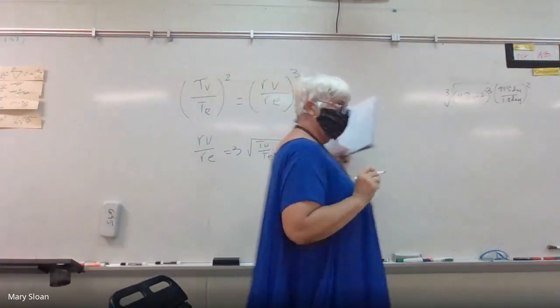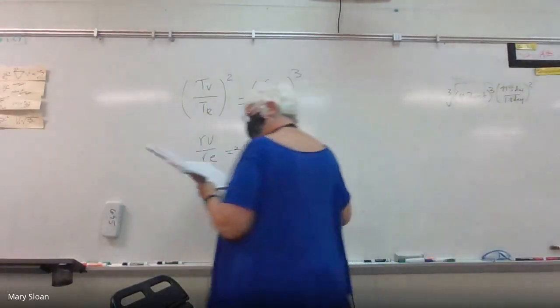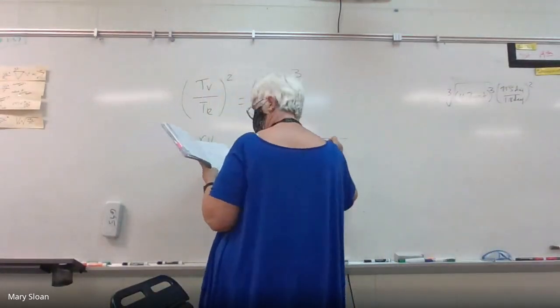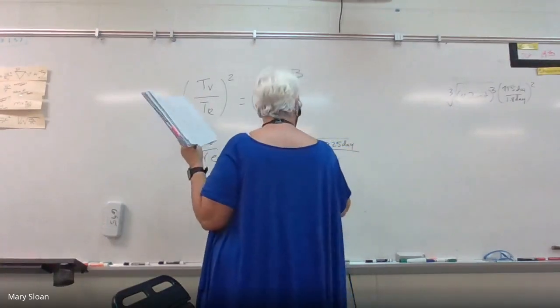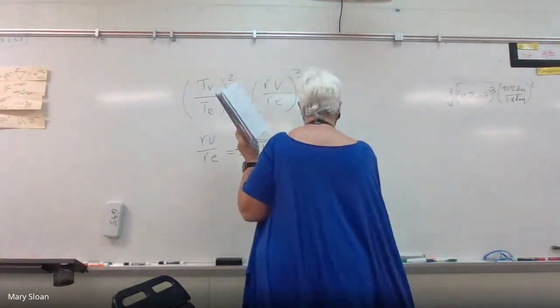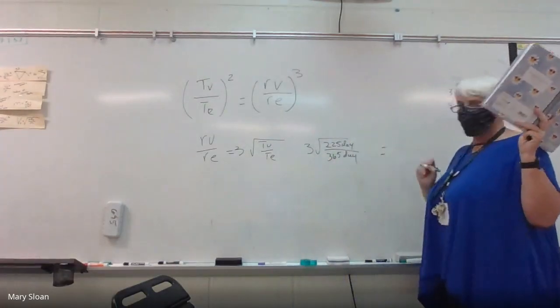What is TV? What's the time in Venus? How many days? It tells you the radius, the mass, and the average distance from the sun. Okay, so does it tell us in the question? Yeah, 225 days. So it would be 3 divided by 225 days. How about Earth? How many days do we have here? 365. And what are we going to do to that? We're just multiplying that out.